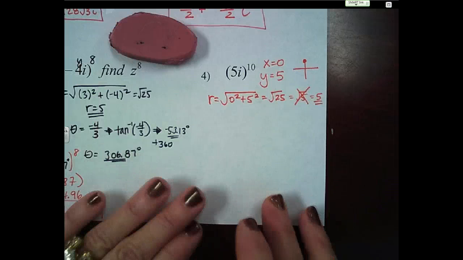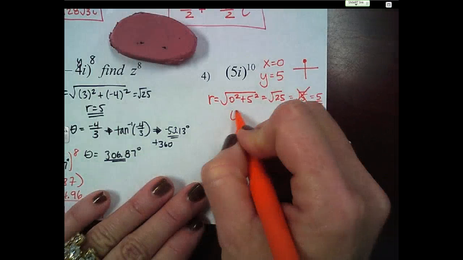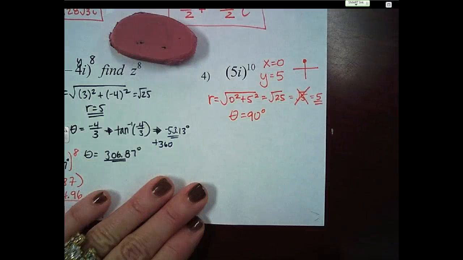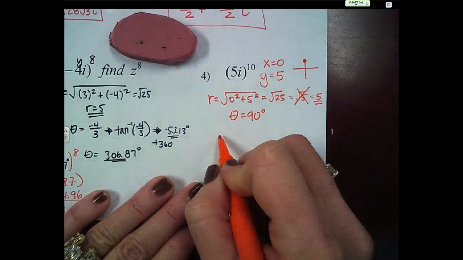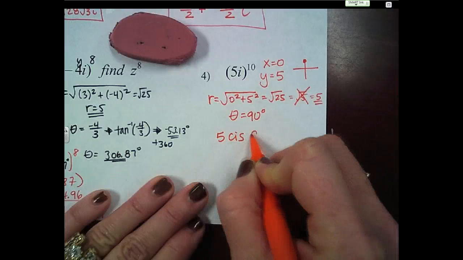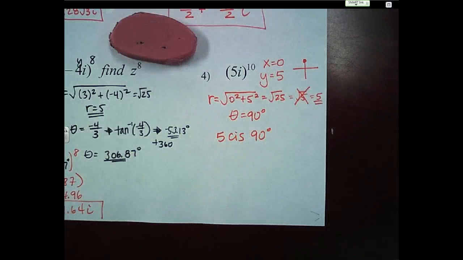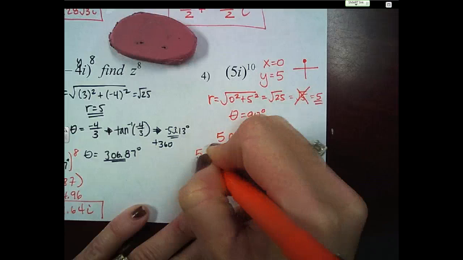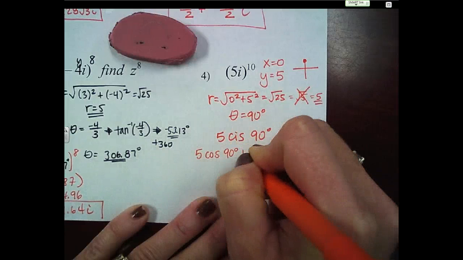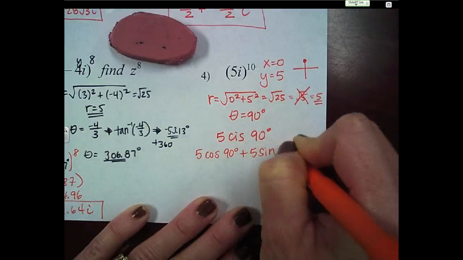We already know theta because of the picture. So theta is 90 degrees. So then you've got 5 CIS 90 degrees. Now number 3, they were not on the unit circle, so I didn't make you stretch it all the way out. But 90 degrees is on the unit circle, so it's better to write the whole thing out. So we're going to write 5 cosine 90 degrees plus 5 sine 90 degrees, and then your i.